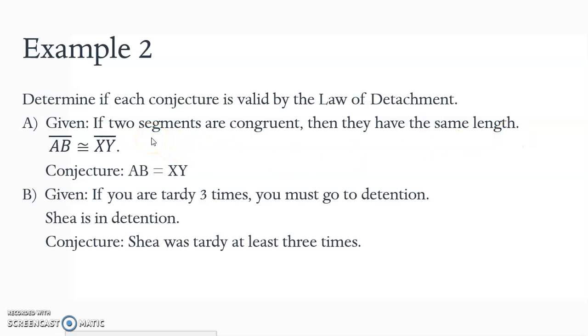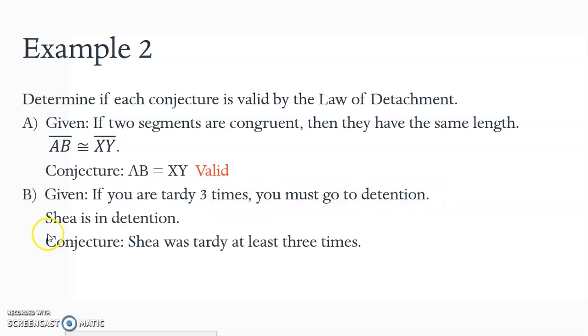In part A, it says, given if two segments are congruent, then they have the same length. They've told us AB is congruent to XY. And their conjecture is that the length of AB is equal to the length of XY. So this is valid because this fact tells me that two segments are congruent. And this conjecture tells me that they have the same length. So this is valid.